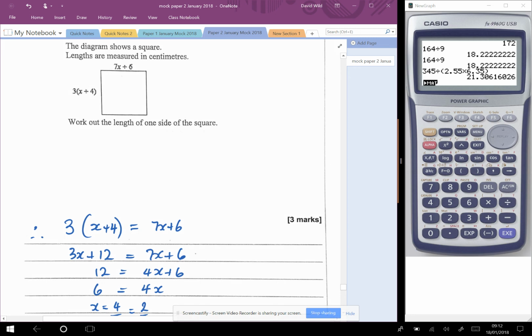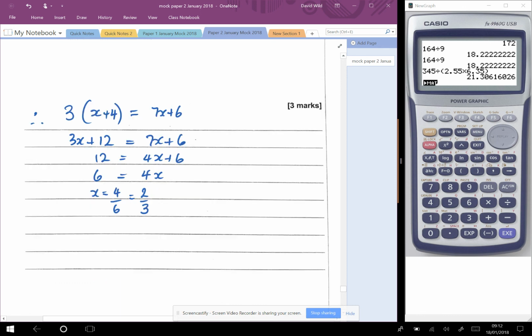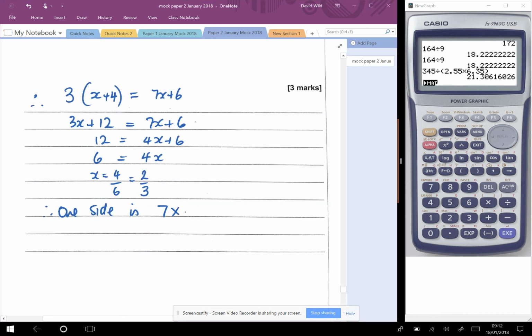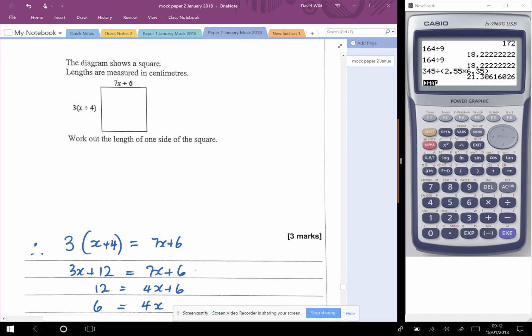Work out the length of one side of the square. That is asking us to calculate this. If x is 2/3, therefore one side is, which one do we use? 7x plus 6. 7 times x, there's my x, plus 6. This is 14 over 3 plus 6 over 1. Common denominator 3. 3 into 3 goes 1, multiply that by 1. 1 into 3 goes 3, multiply that by 3. So we get 32 over 3. And the units are centimetres.